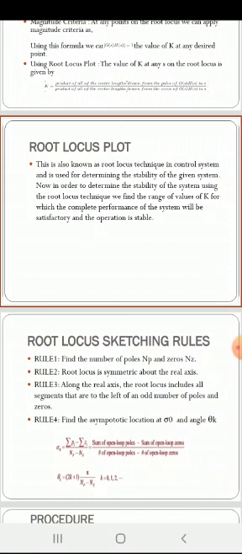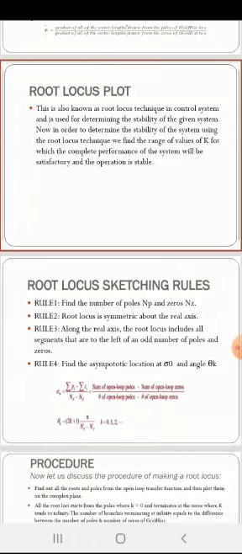There are some rules of root locus which are described below. Rule number one is to find the number of poles and zeros. Rule number two is that the root locus is symmetric about the real axis. Rule number three is that along the real axis the root locus includes all the segments that are to the left of an odd number of poles and zeros. Rule number four is to find the asymptotic locations, sigma and angle, and the formulas are given below from which we can find the asymptotic location.